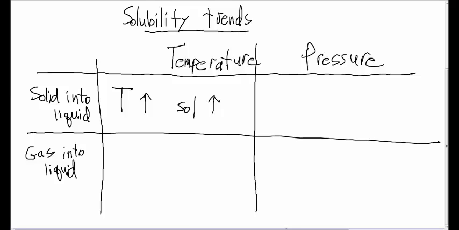So that's pretty straightforward, but the effect of temperature on gas solubility is totally the opposite. If you want to dissolve more gas, you make it colder. And you may already know this if you like to drink carbonated beverages. If you want to keep the carbon dioxide dissolved in the beverage, then you keep it cold. This is why you put it in the fridge.